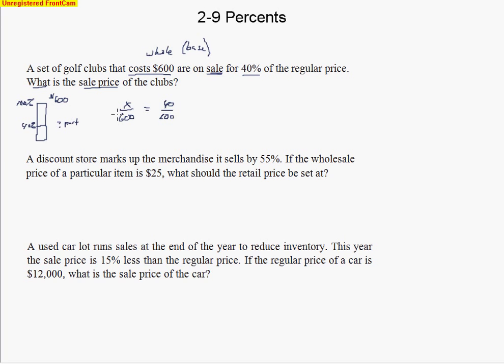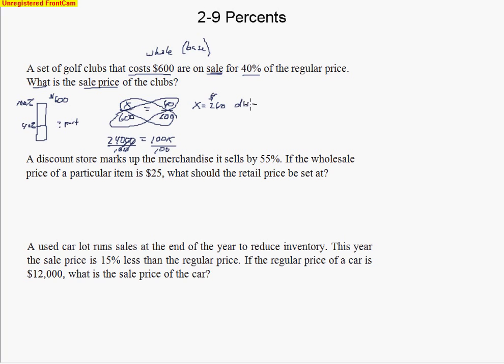I'd multiply the numbers diagonally, so that would be 24 and then three zeros, equals, and cross-multiplying this way, I'd end up with 100x. When I divide by 100, that gives me the amount off, this part, which would be $240. So x equals $240, but this is just the discount.